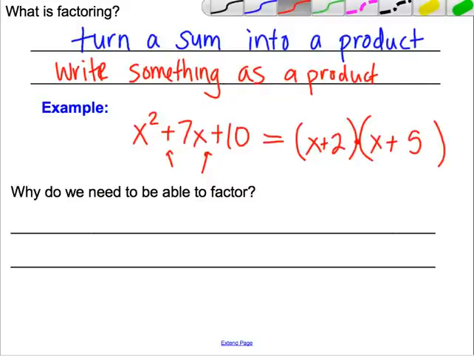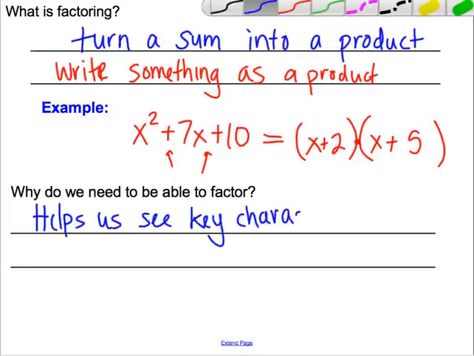Factoring helps us see key characteristics of functions. Now, a lot of this you've seen before, what you'll see in pre-calc this year, much of it you've seen before.